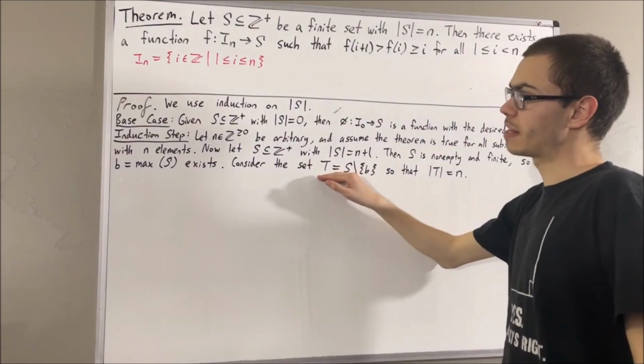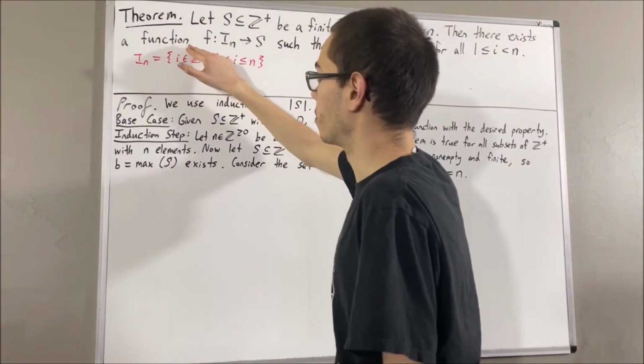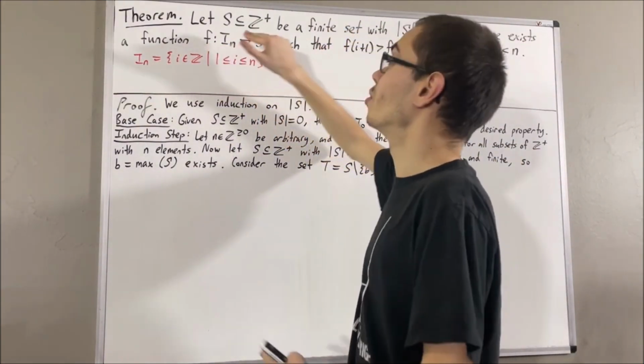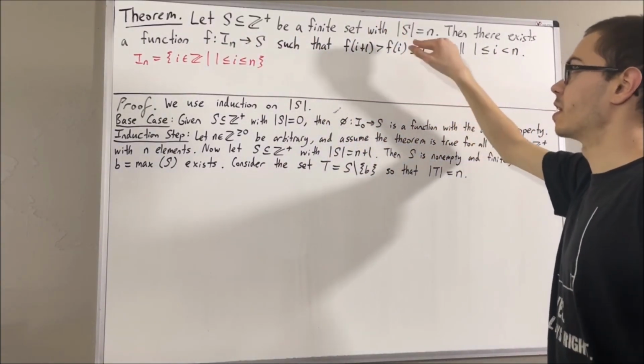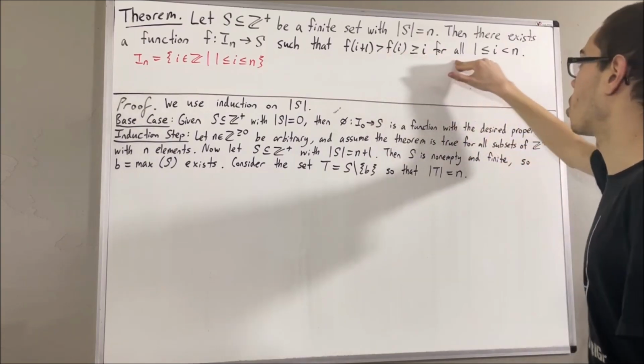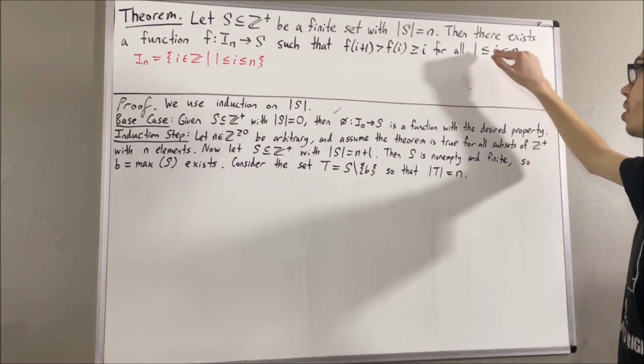In that case, we can find a function, I'll call it g, from I_n to T with the property that g(i+1) > g(i) ≥ i for all integers i such that 1 ≤ i < n.